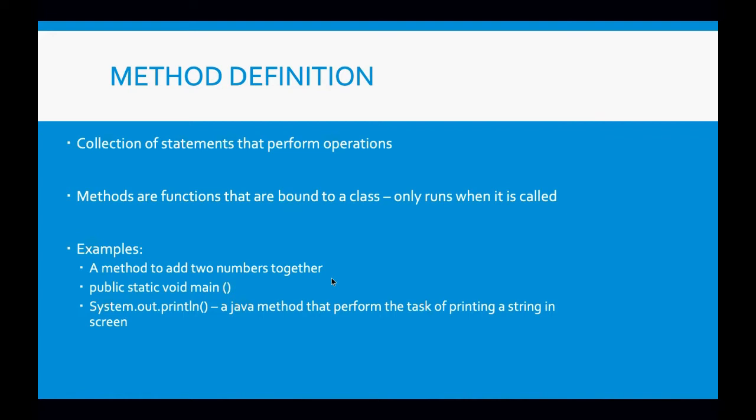And some examples of methods are the public static void main that you've been using these past few weeks, which is a method. You can create a method for anything. You can create a method to add 2 numbers together. And also System.out.println is a Java method that helps you print a string onto the screen.